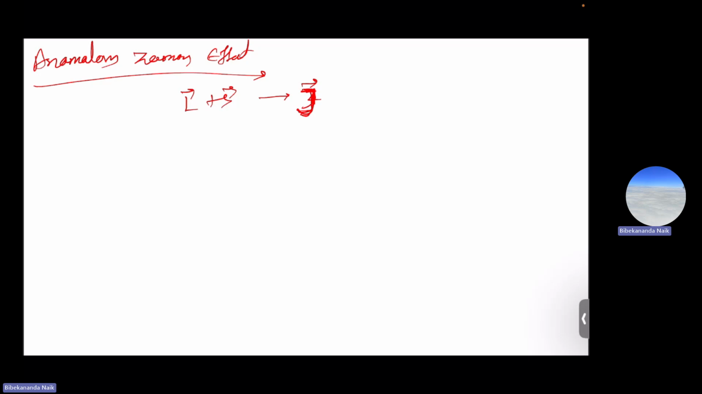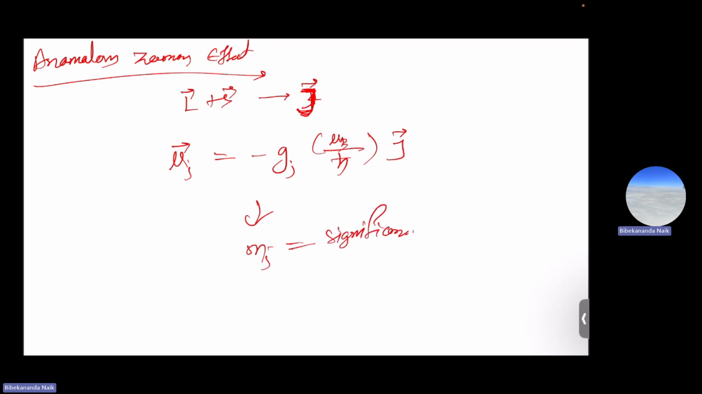In that case, the magnetic moment is represented by mu J vector is equal to minus Gj mu B by h cross J vector. So here Mj will have significance, and we need to find the value of the Lande g factor, which is called Gj. So in that case, the energy levels are arranged in terms of J value.